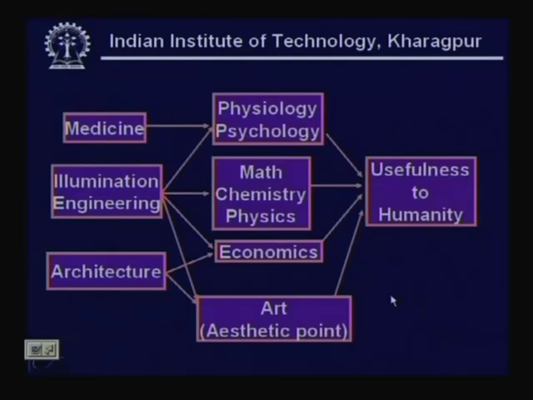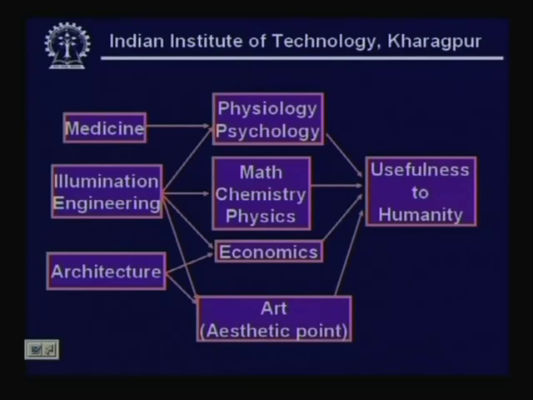for human support. Now, illumination engineering is one such profession which involves physiological aspects as well as psychological aspects, because the functionality of an illumination system depends on the environment, and most of the use of light is in perceiving objects through our eyes.